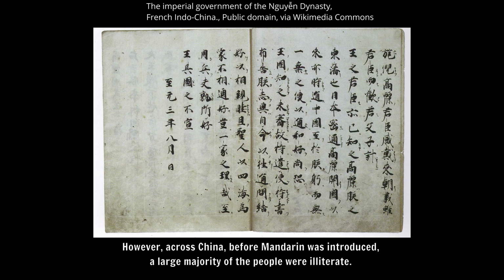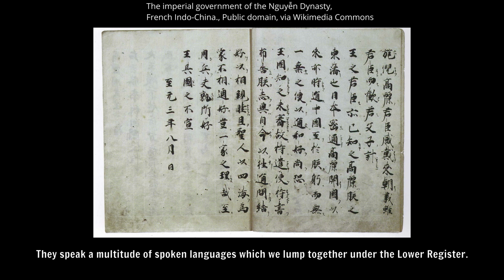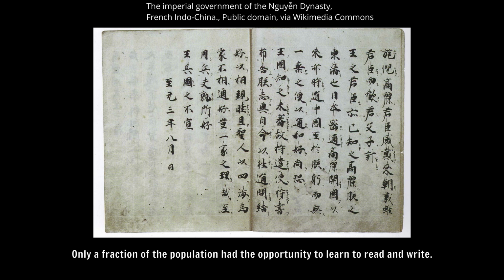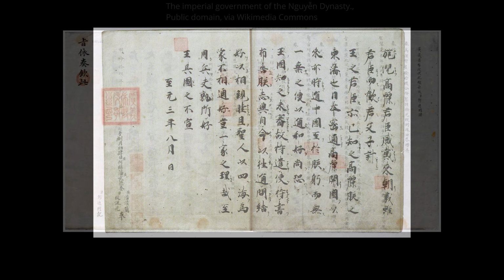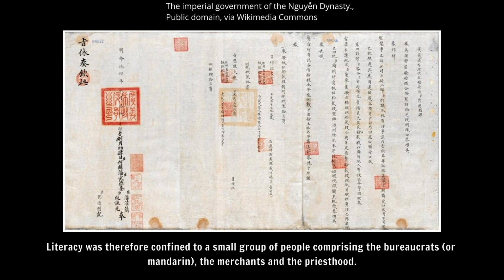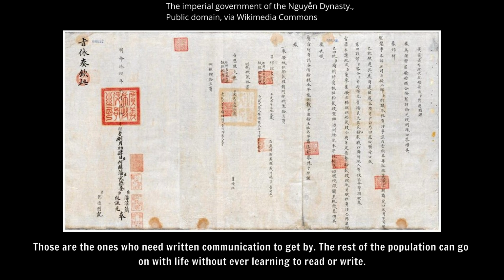However, across China, before Mandarin was introduced, the majority of the people were illiterate. They speak a multitude of spoken languages which we lump together under the lower register. Only a fraction of the population had the opportunity to learn to read and write. These are the upper class, the elites, usually sons of well-to-do families who have the means to get private tutoring. Literacy was therefore confined to a small group of people comprising the bureaucrats of Mandarin, the merchants, and the priesthood. Those are the ones who need written communication to get by. The rest of the population can go on with life without ever learning to read or write.